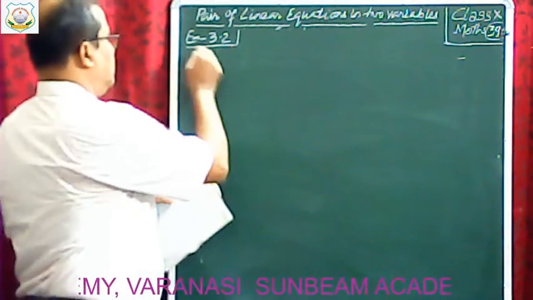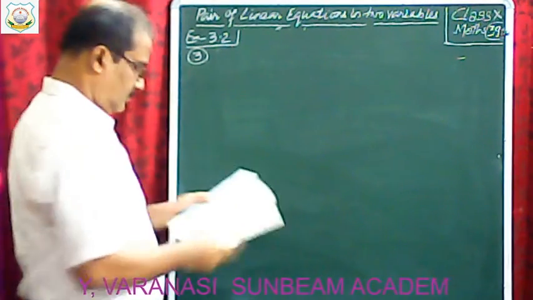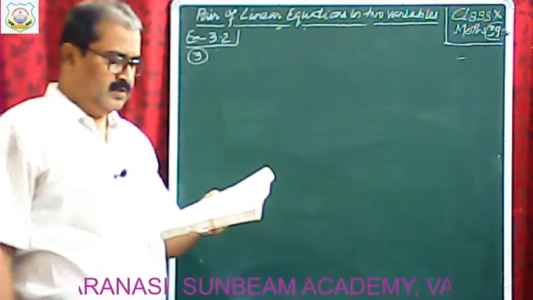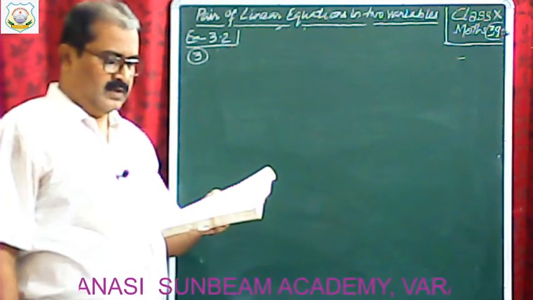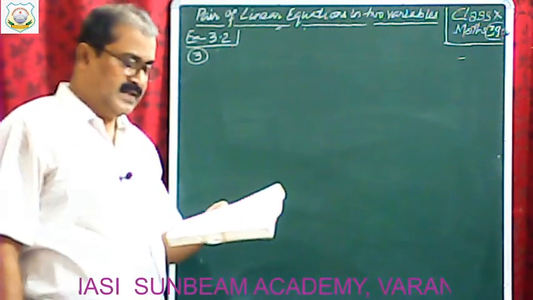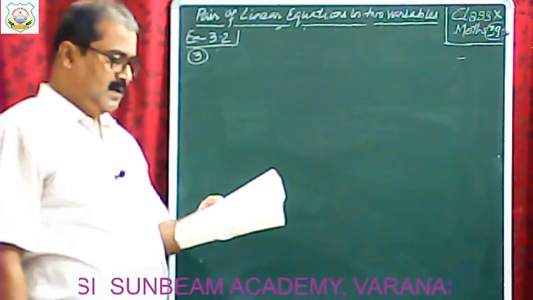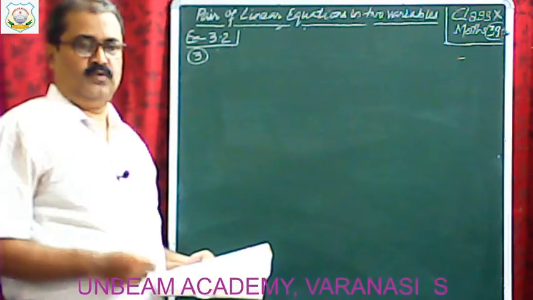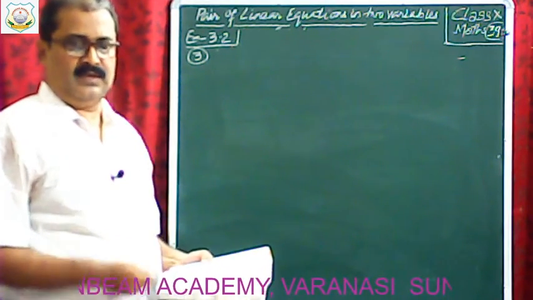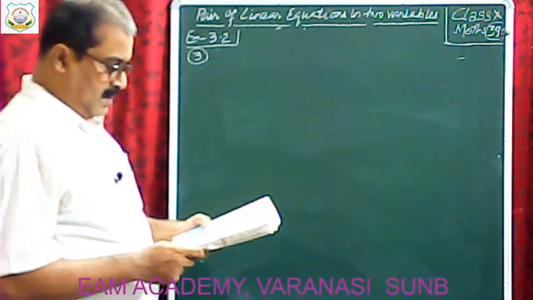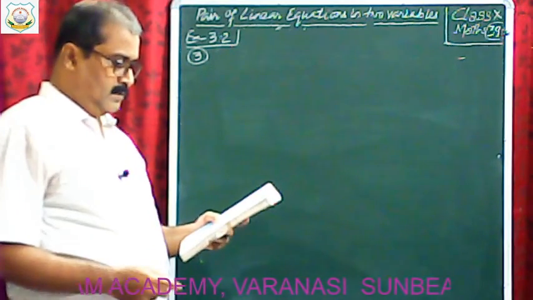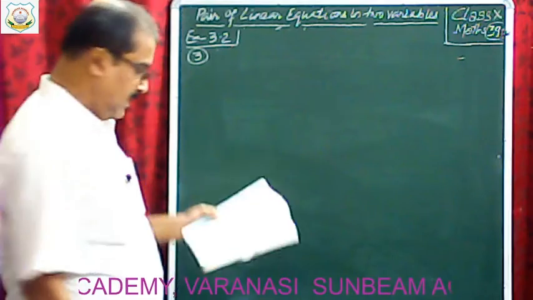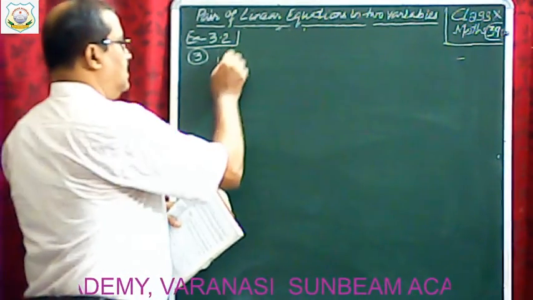Question number 3. On comparing the ratios A1 upon A2, B1 upon B2, C1 upon C2, find out whether the following pair of linear equations are consistent or inconsistent. You have to compare the ratios A1 upon A2, B1 upon B2 and C1 upon C2, and thereafter say whether the equations are consistent or inconsistent. No problem, taking third.